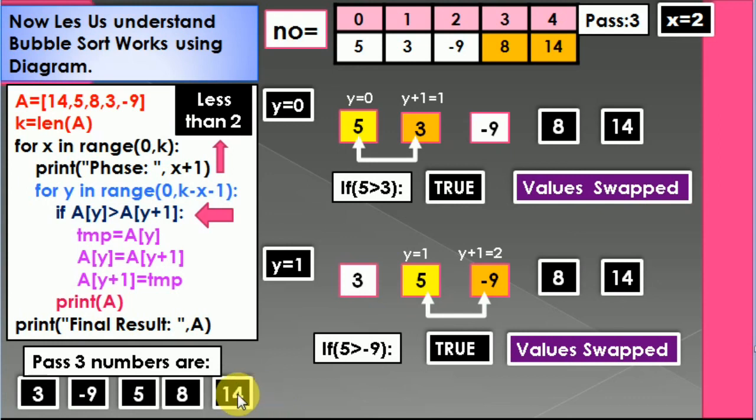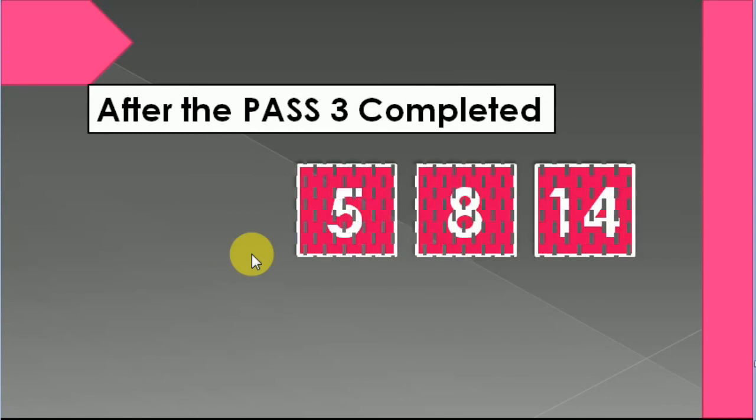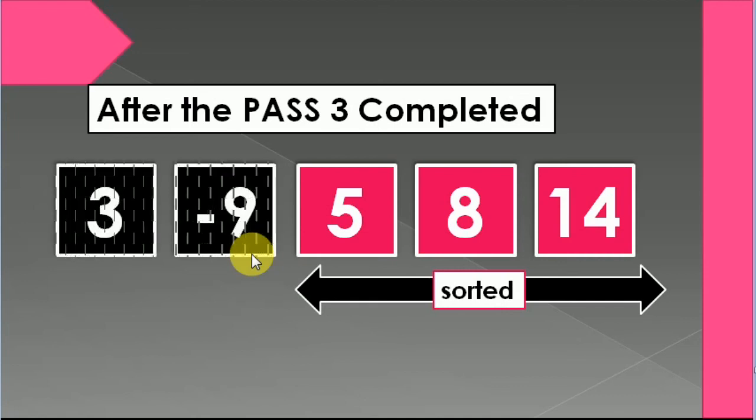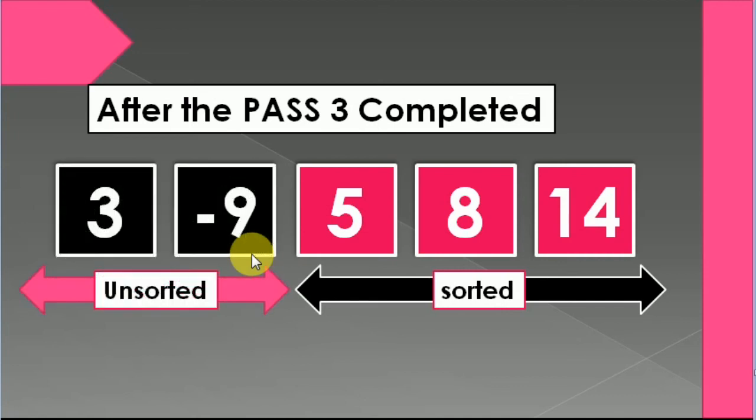Means now these are the pass 3 numbers. So now when pass 3 is completed, how many numbers are fixed? 5, 8 and 14. These are sorted numbers. And what is left now? Unsorted numbers are 2. That is 3 and -9. So in pass 4, how many numbers are being checked? These two are going to be checked. So let's move to pass number 4.